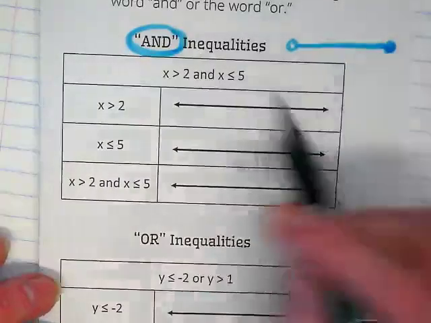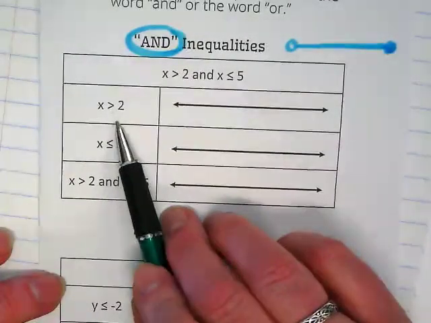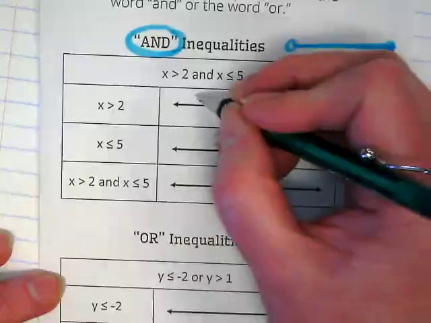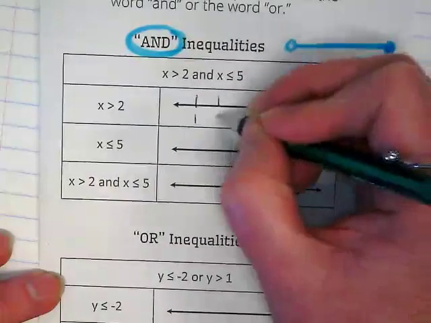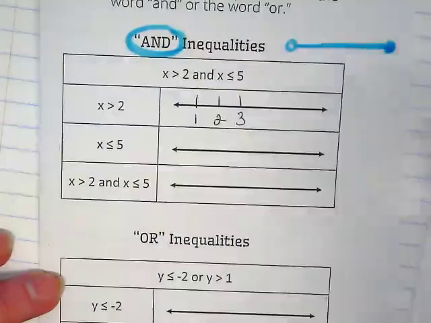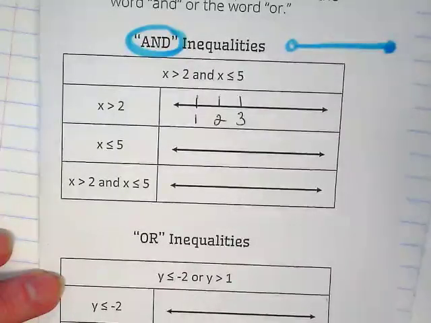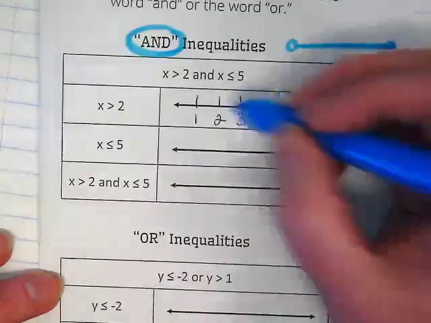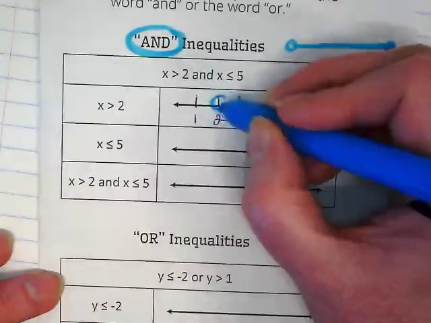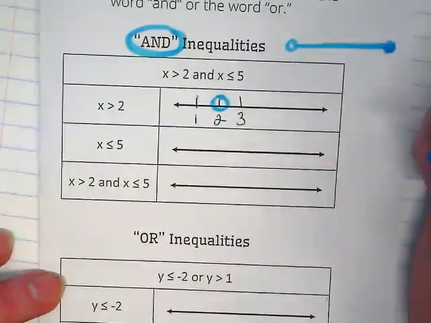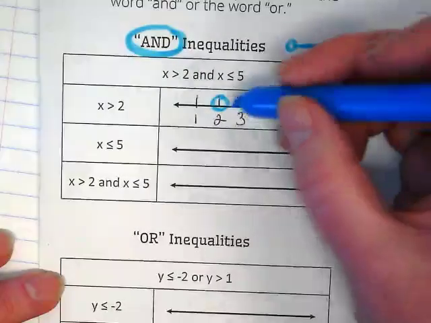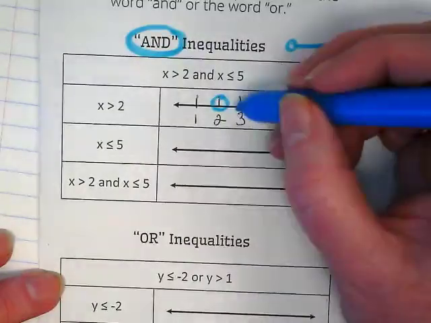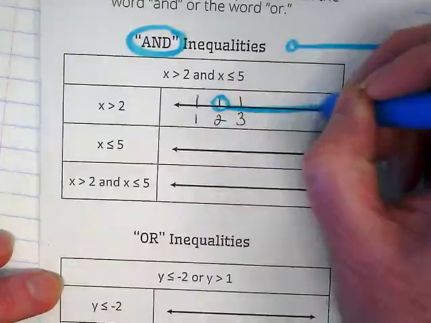We are going to graph x is greater than 2. So let's do that first. 1, 2, 3. We're going to circle what number? 2. Does the circle stay open or get closed? And what direction does our arrow go? That way.